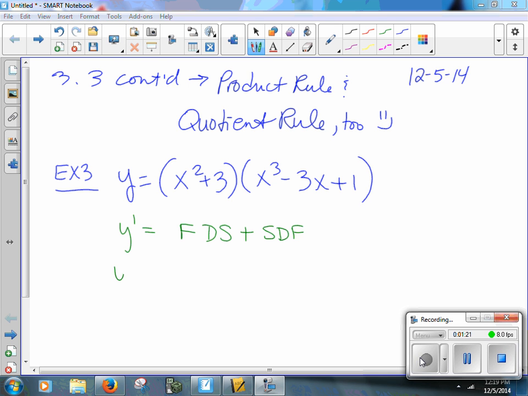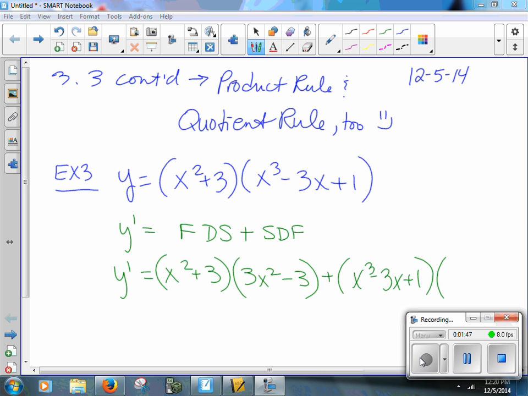So what's the first function? Please pay attention. x squared plus 3. First function is x squared plus 3. What's the derivative of the second? 3x squared minus 3. Is that right? You guys agree with that? Okay. Plus, what's your second function, everybody? Right on. Times the derivative of the first. 2x. Well, that's not so bad, is it?